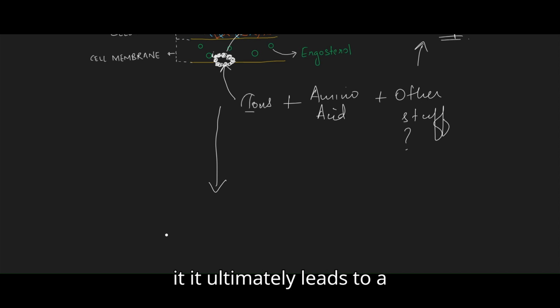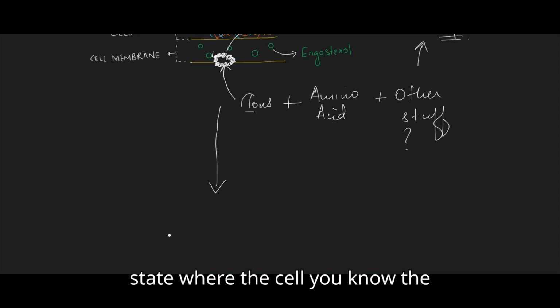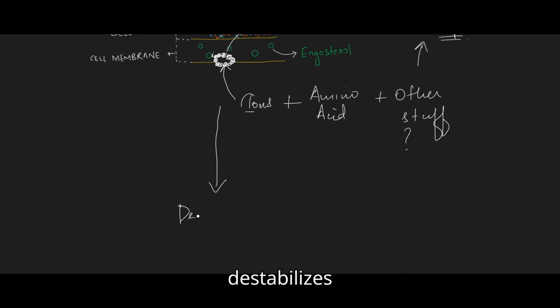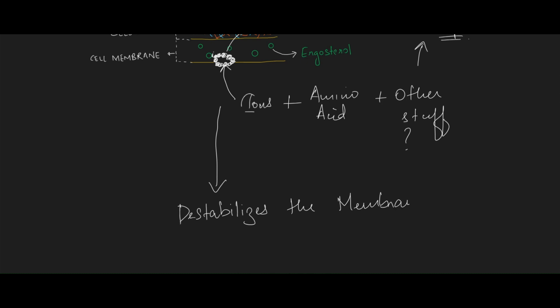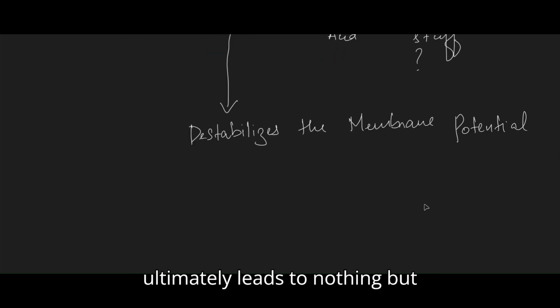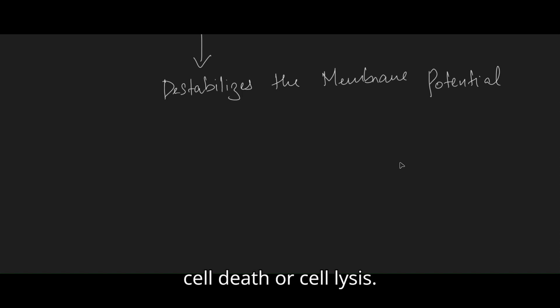it ultimately leads to a state where it affects the cell's membrane. It destabilizes the membrane potential. And what happens once this occurs? It ultimately leads to nothing but cell death or cell lysis.